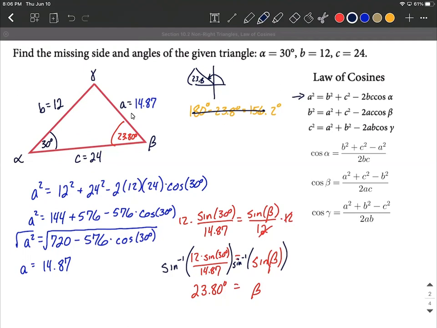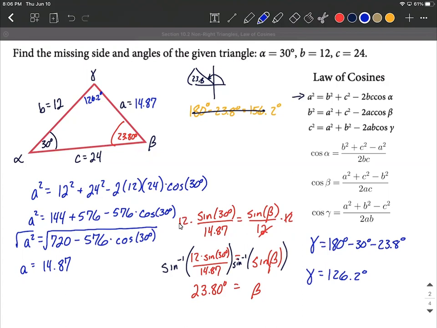Now, the very last thing that we should do, though, is we still need to find our remaining angle, gamma. And to find gamma, we know that all the angles in a triangle always add up to 180. So if I start with that and subtract away the 30 that I already know is accounted for and the 23.80 that's accounted for, what's going to be left is going to be our gamma. So in this case, gamma is going to be 126.2 degrees. You can put it in the triangle. Now we know all three angles, all three side lengths. So we've solved this triangle is what we say.